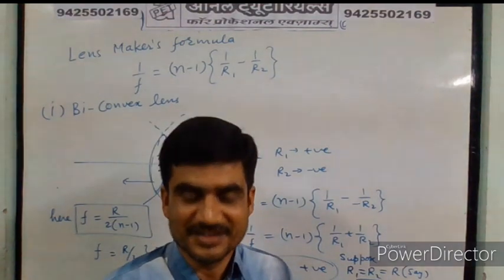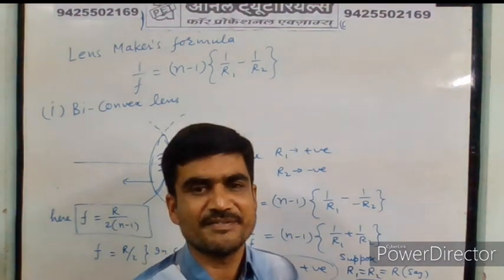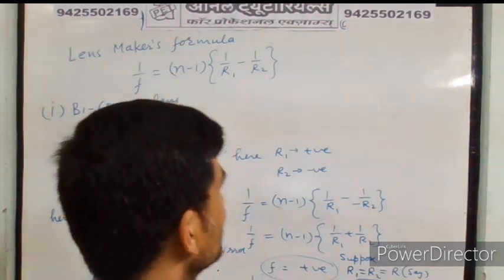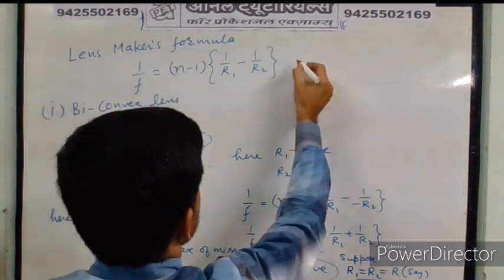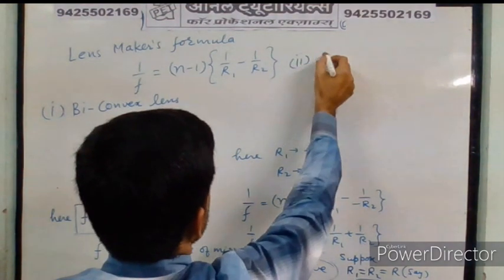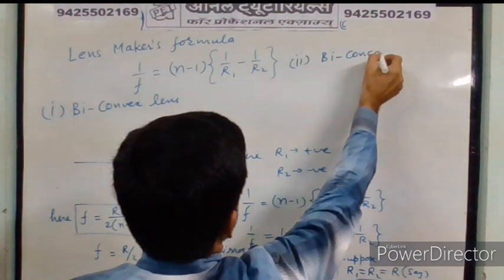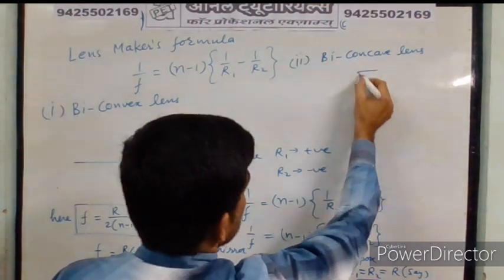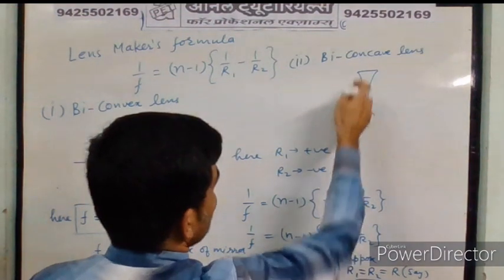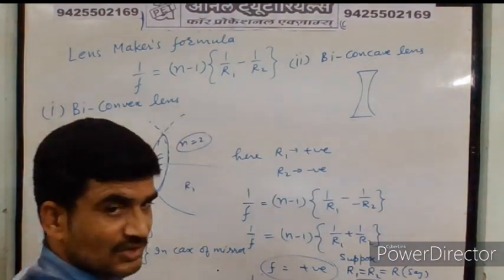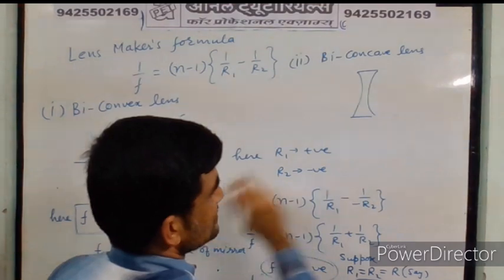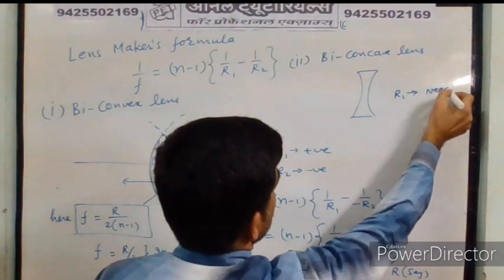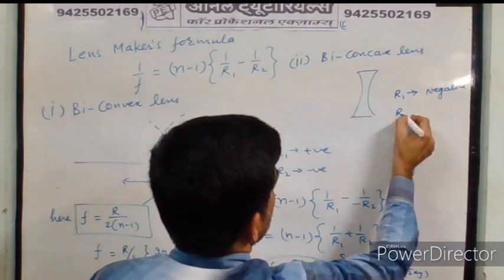Is it clear? Now, suppose we have a biconcave lens. Second, we will take the biconcave lens. Similar to that, both surfaces are concave. The first surface is concave, the second surface is also concave. The first surface is situated on the left side, meaning here R1 is negative and R2 is positive.